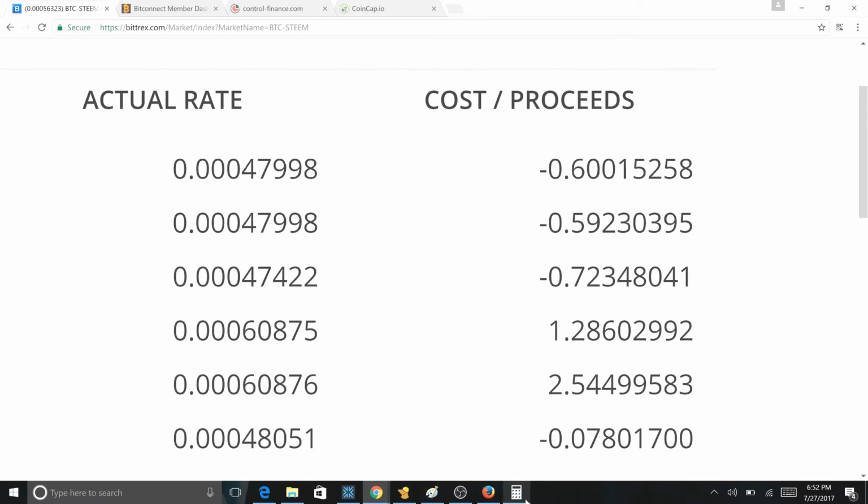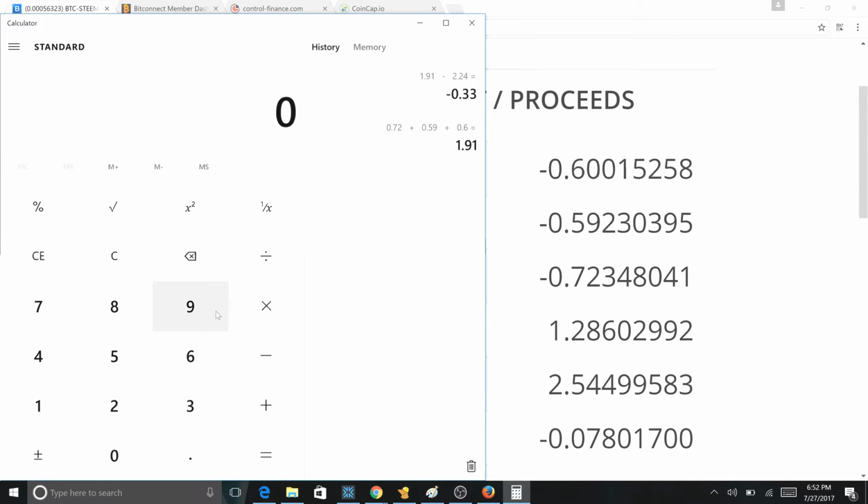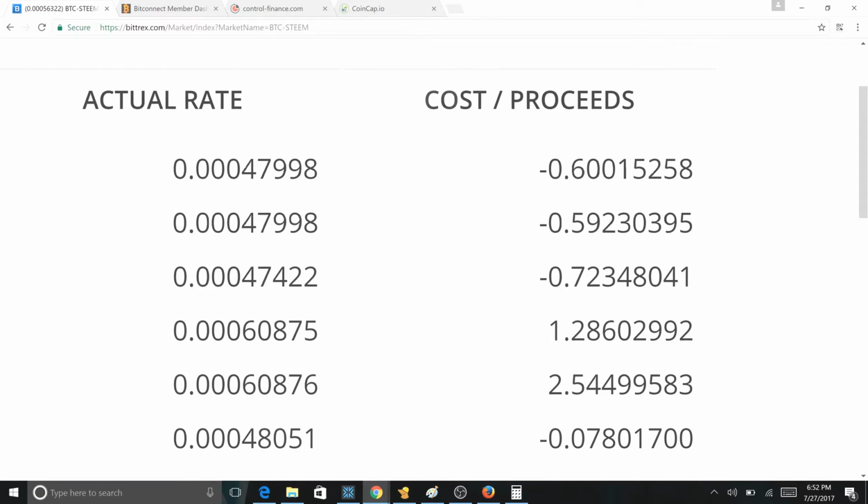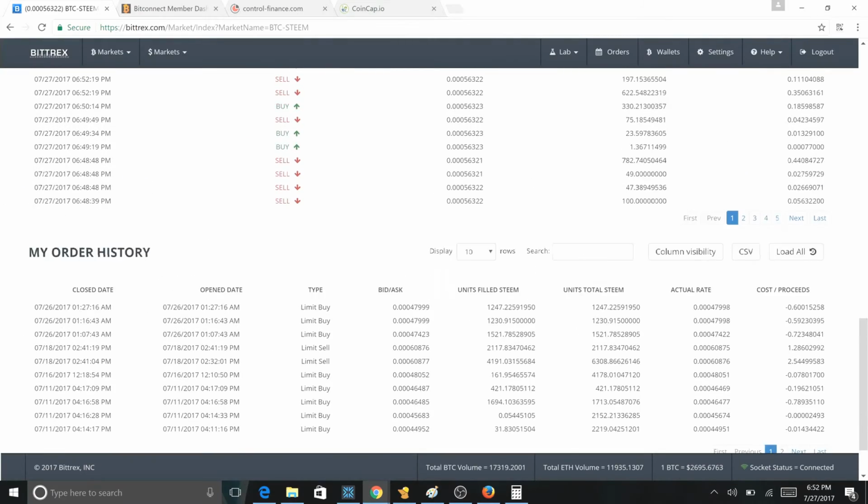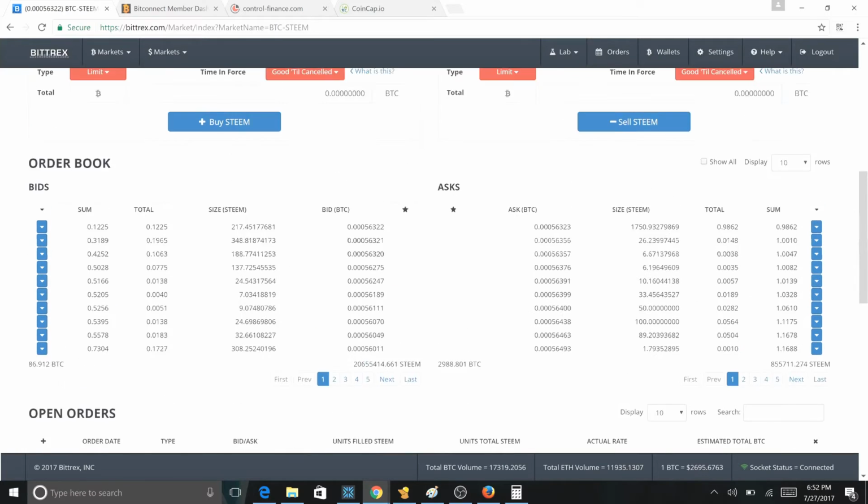So if we get our calculator out real quick and we just go 0.723 plus 0.592 plus 0.600, we come up with a total of 1.915 Bitcoin. Let me zoom this out real quick. Okay.